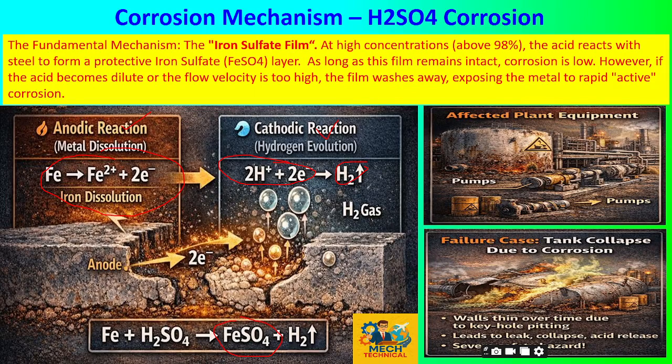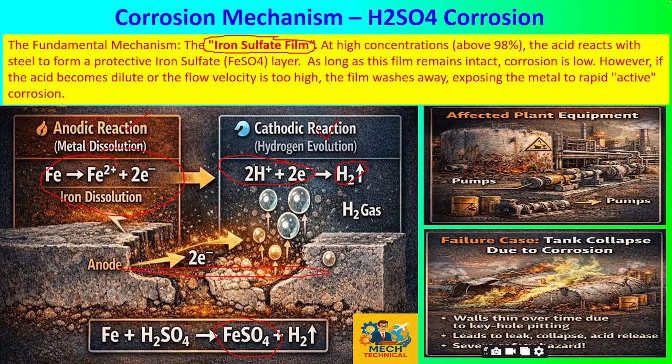If this layer is stable, then no more corrosion will occur and the layer will work as a protective layer. But if this iron sulfate film is not stable, then the iron will degrade further and another layer of iron sulfate will form, and this will keep on damaging the layer by layer and cause thinning.